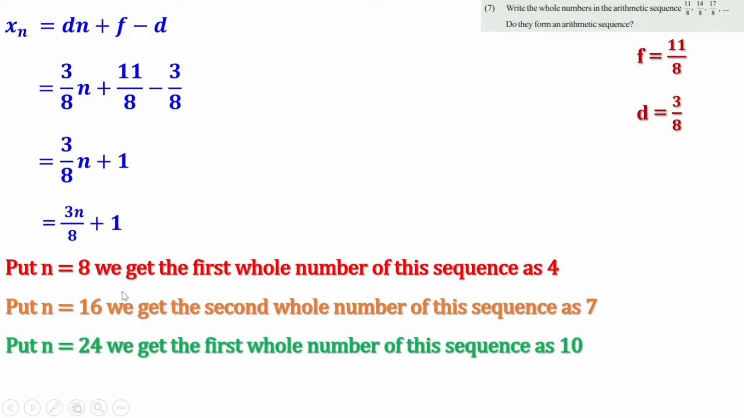And we can see one thing: when we give n equal to 8, that is actually the 8th term of the sequence. And the second whole number is when n is 16, meaning the 16th term of the sequence. And the third term is when n is 24, that means it is the 24th term of the sequence. Now what is the newly obtained sequence? That is the sequence of whole numbers 4, 7, 10, etc. And we can see 4 plus 3 is 7, 7 plus 3 is 10. So it is an arithmetic sequence.